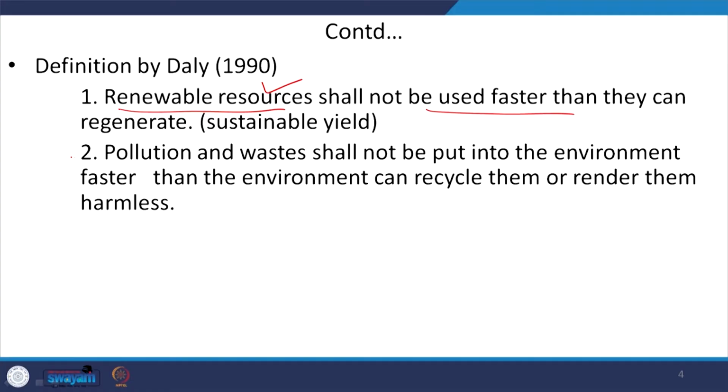The second parameter of sustainability can be understood in terms of pollution and waste. He also said that pollution and waste shall not be put into the environment faster than the environment can recycle them or render them harmless. That means he talked about two qualities. The first is the amount of pollution or waste generated because of economic activities, and the second is the assimilative capacity of the environment itself.